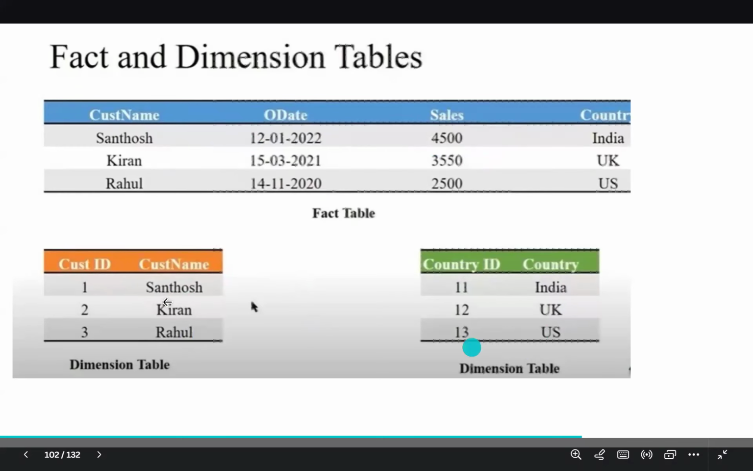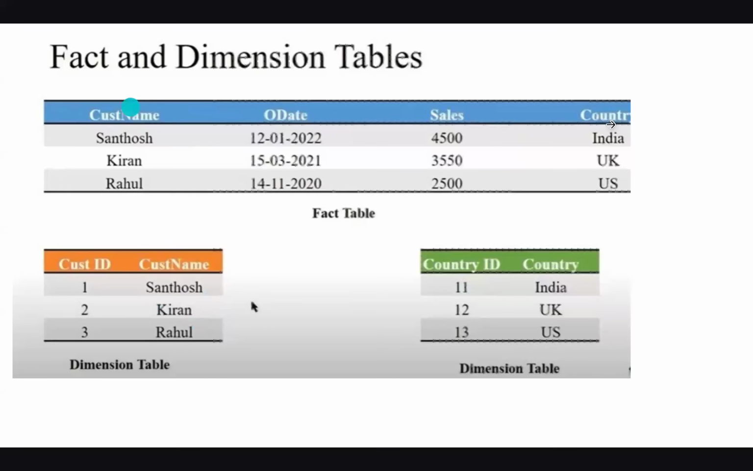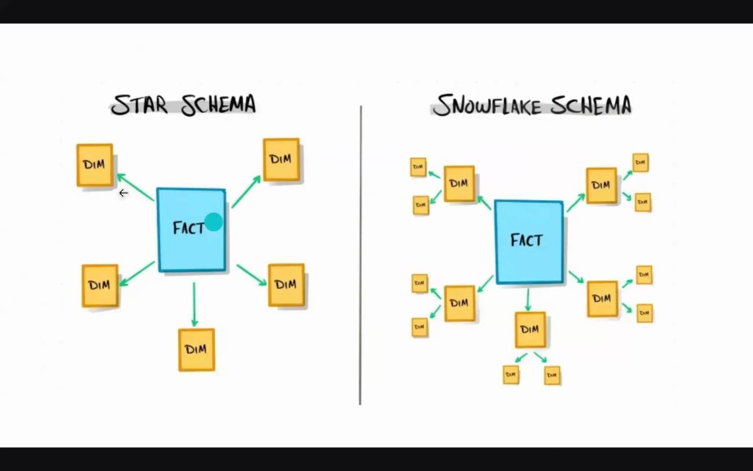And this is a dimension table. A dimension table will have descriptions like country name, customer name, like that. Fact tables will have the values, like sales, quantity sold, like that. Okay. So if this fact table is depending on multiple dimension tables in the ER diagram, then we call it a star schema.